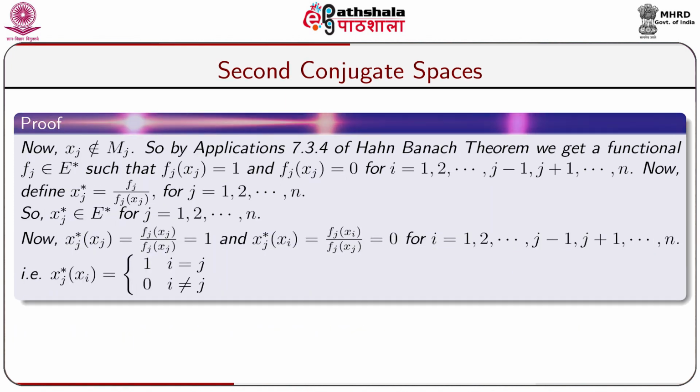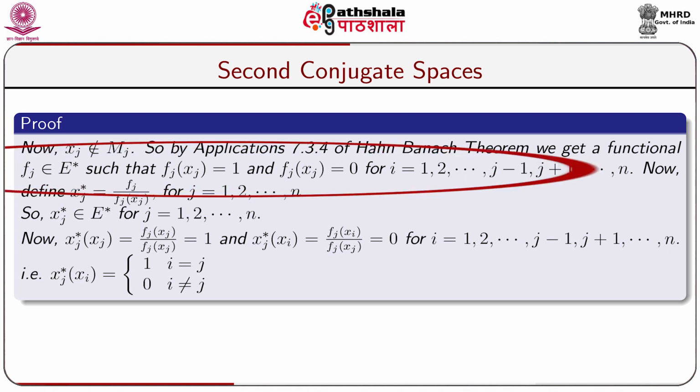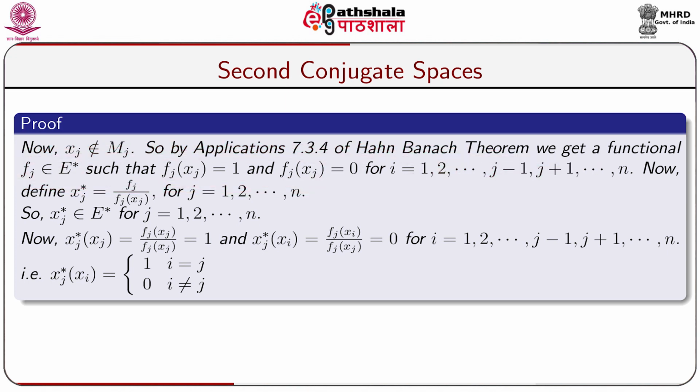Now, xj does not belong to Mj by the construction of the subspace Mj. So, by application of the Hahn-Banach theorem, we get a functional fj belonging to E star such that fj(xj) equal to 1 and fj(xi) equal to 0 for i equal to 1, 2, up to j minus 1, j plus 1, up to n.